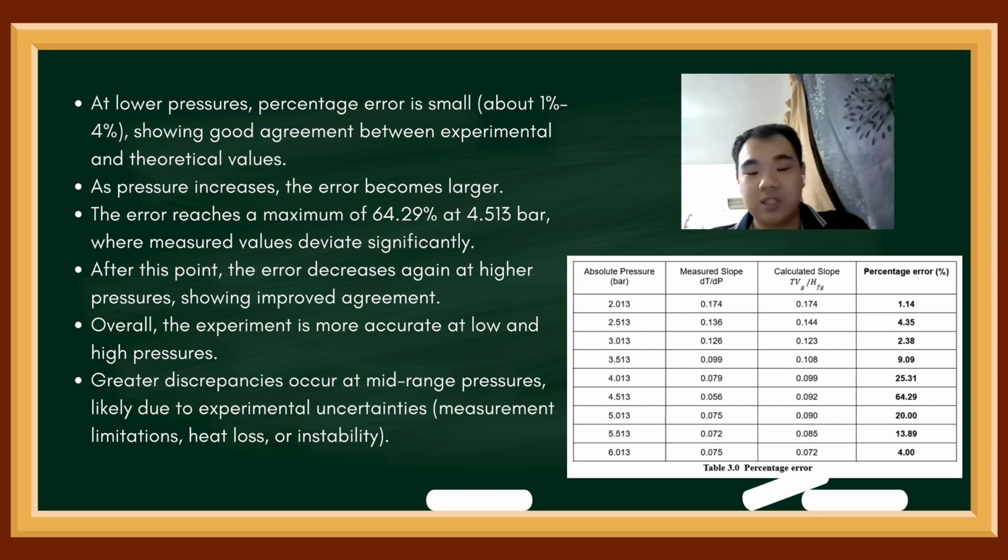maximum of 46.29% at 4.135 bar, where the measured values deviate significantly from the calculated value. After this point, the error decreases again at higher pressures, showing improvement. So overall, the results suggest that the experiment is more accurate at low and high pressures, while the greater deviation occurs at mid-range pressures, likely due to the experimental uncertainty as well as the measurement limitations, heat loss, or the instability during the data collection.